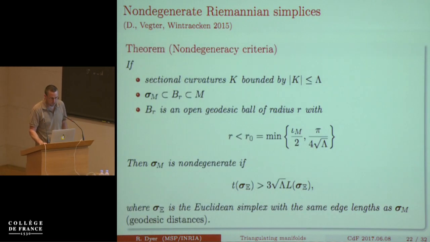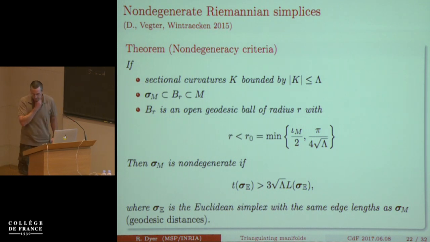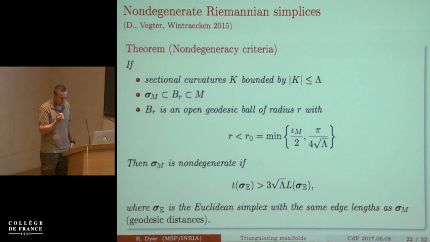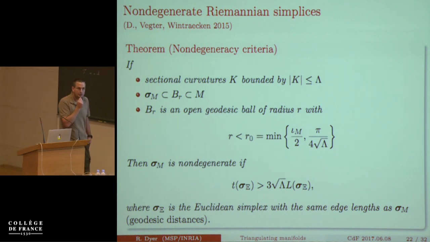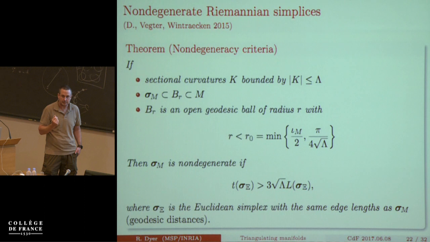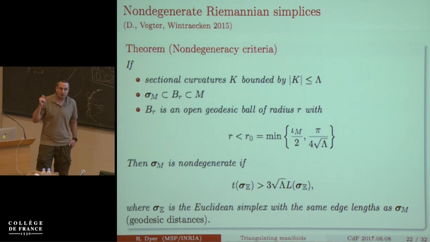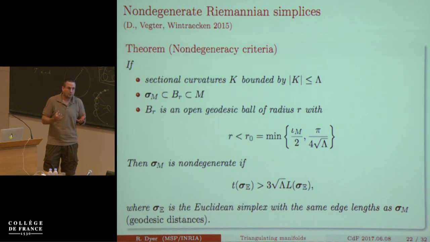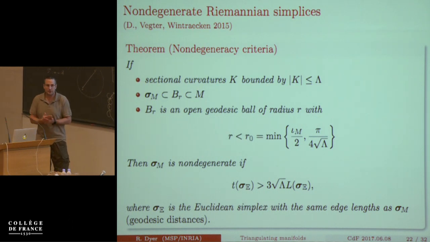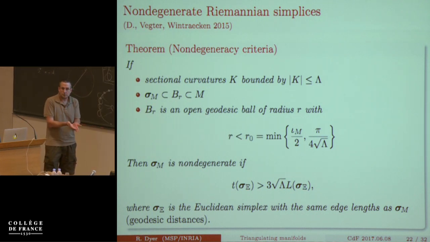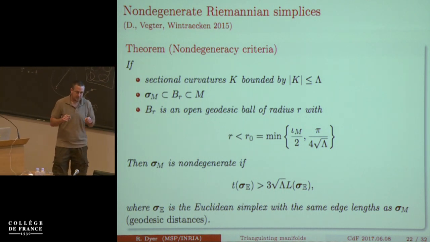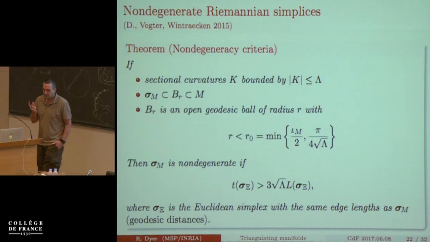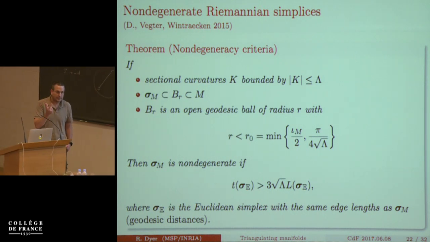And building on that, with a bit of work, you can give explicit criteria to show when the Riemannian simplex will be non-degenerate. The idea is it depends on the quality of the simplex, but we only talk about quality in Euclidean space, so you have to relate it to a Euclidean simplex. What we would do is relate it to one of these lifted simplices in the tangent space. Or what I'm suggesting here is you can define, given the geodesic edge lengths, a Euclidean simplex with those edge lengths.